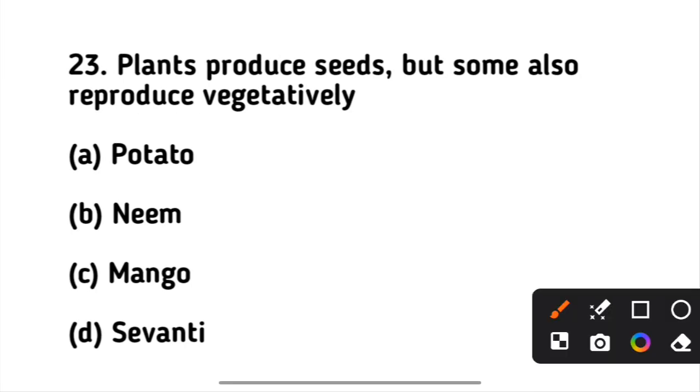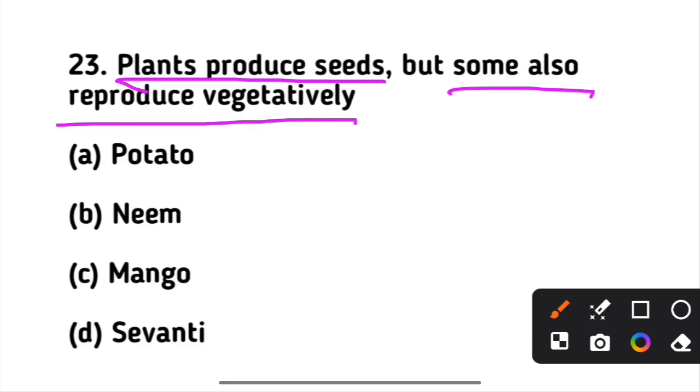Next question 23. Plants produce seeds, but some also reproduce vegetatively. Example: options are potato, neem, mango, sabanti. Option A is correct. Potato. Plants produce seeds, but some also reproduce vegetatively. Option A is correct. Potato.